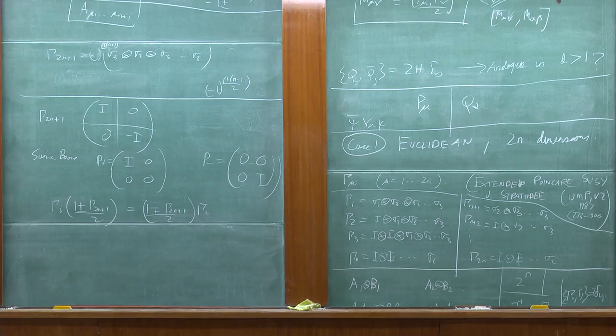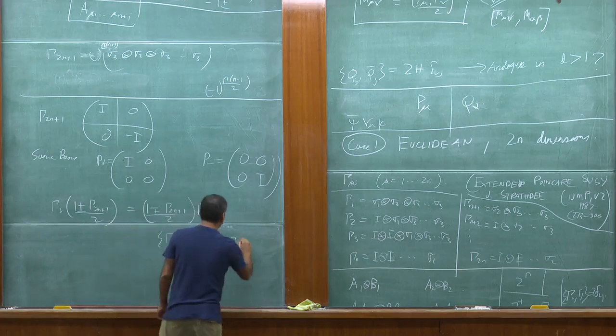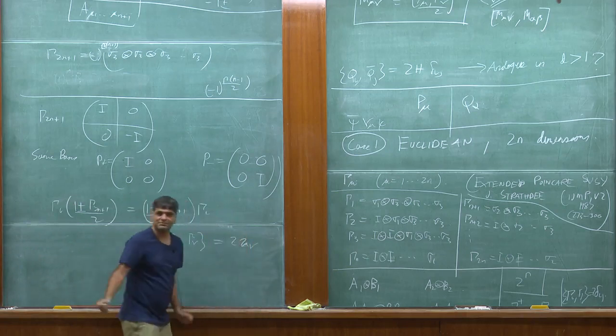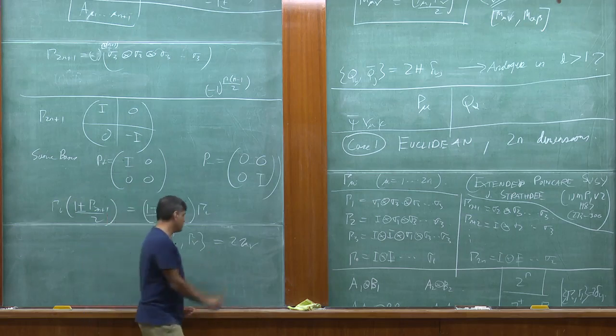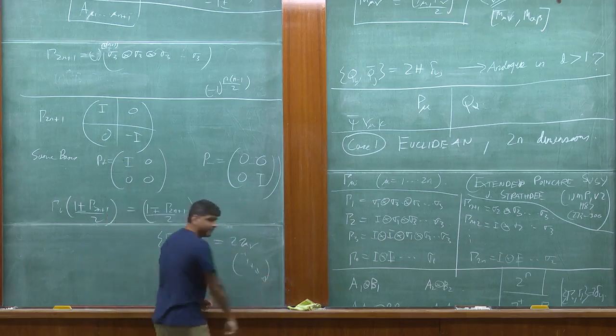It's just a matter of asking for gammas that obey the Clifford algebra in Lorentzian space. The Clifford algebra in Lorentzian space is {gamma mu, gamma nu} equals 2 eta mu nu. Let us use the mostly positive metric, so it's minus 1, 1, 1, 1, 1, 1.